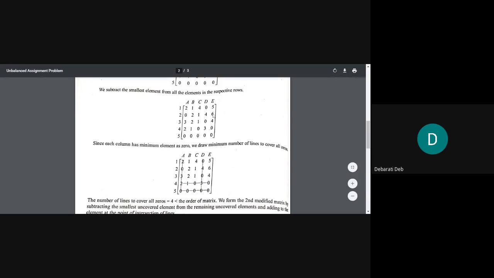Okay. So now, since each column has minimum element as 0, the next step was to do the same thing for all the columns. But if we get at least one 0 in all the columns, then there is no point in doing the next step. So we will first check whether all the columns are having at least one 0 or not. Yes, all the columns are having at least one 0. So there is no point in doing the next step. So now directly we will draw the minimum number of horizontal and vertical lines.